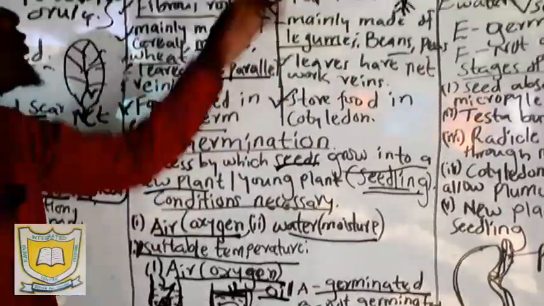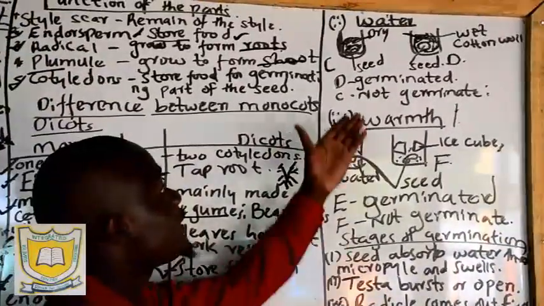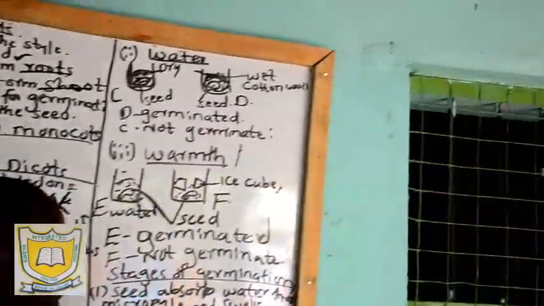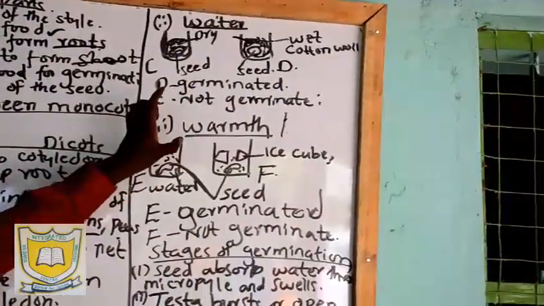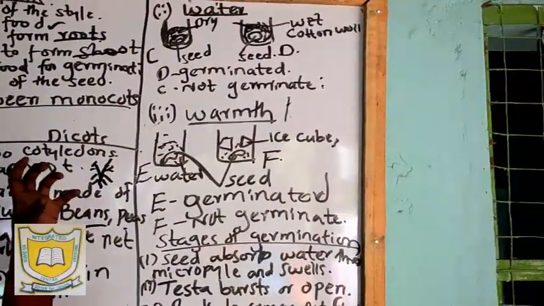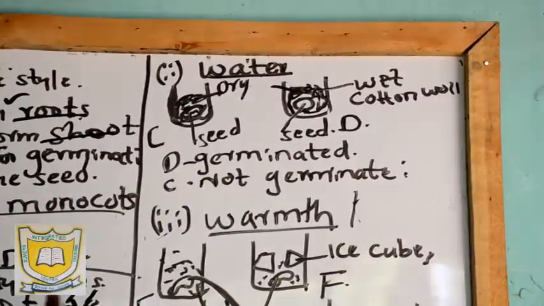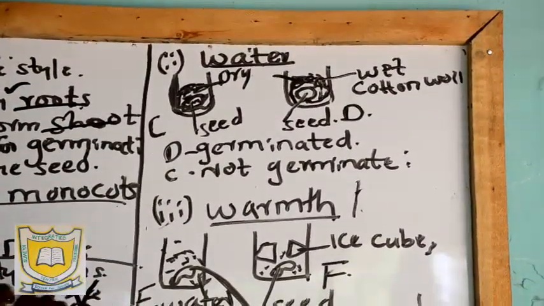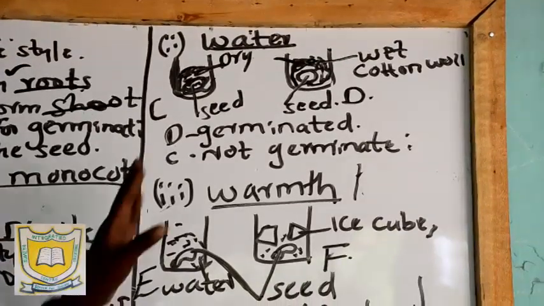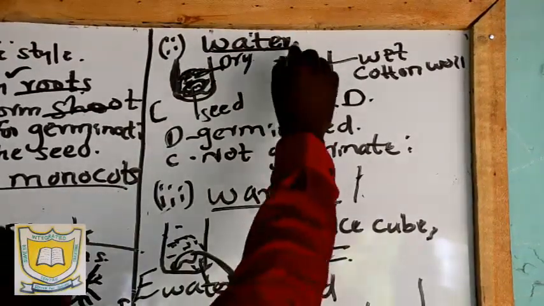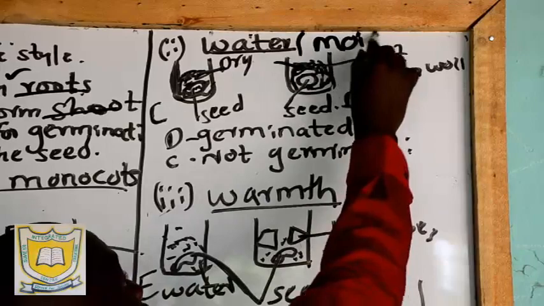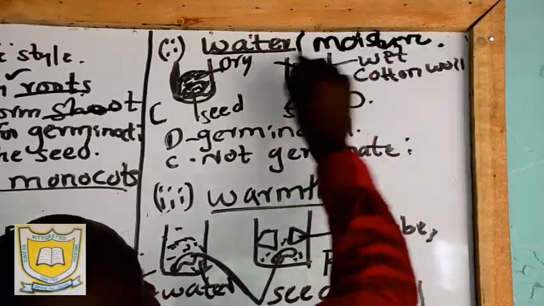We move to how you can investigate that water is a requirement for germination. For successful germination, we need water that is at a required temperature. You cannot just have water, but water at a required temperature. That's why most of the time we talk of moisture. Moisture is used in terms of water.